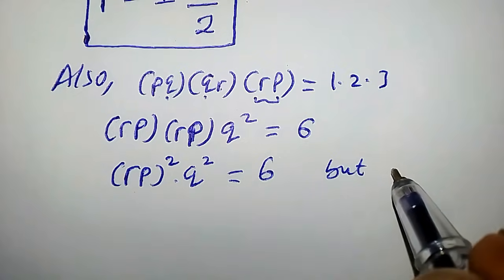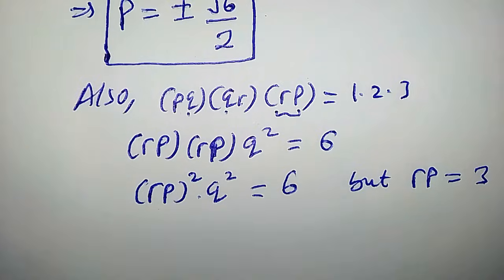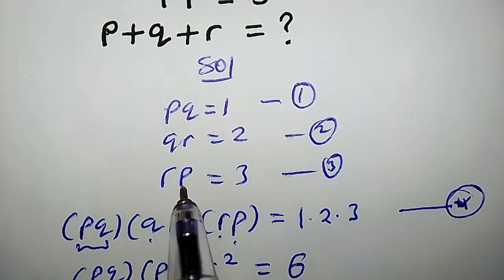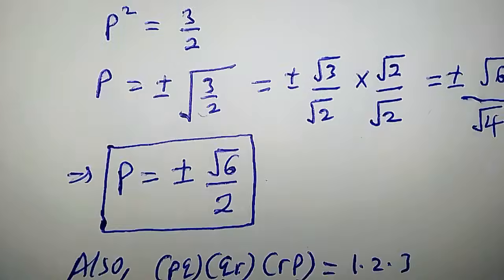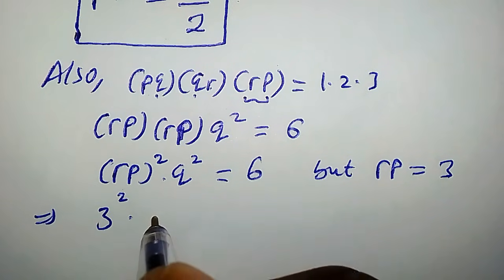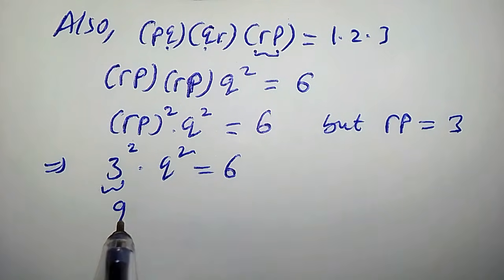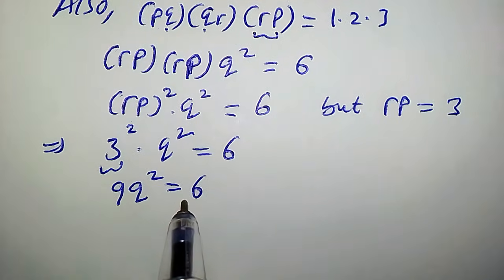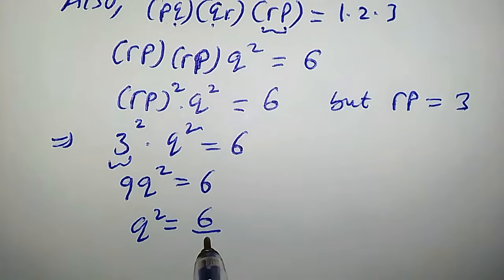But we know that RP equals 3. Let me show you where we got this from. It's from this line, RP equals 3. Let's proceed further. This implies that 3 squared times Q squared equals 6. What is 3 squared? That is 9 times Q squared equals 6. Divide both sides by 9. We simply have Q squared equals 6 over 9.